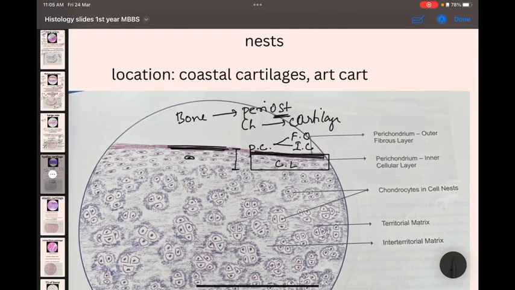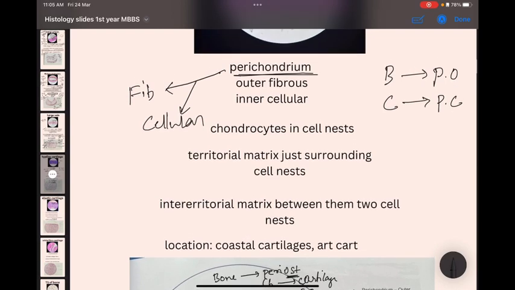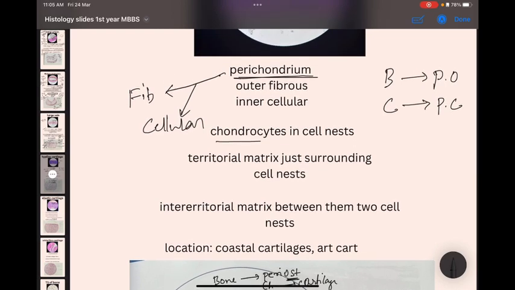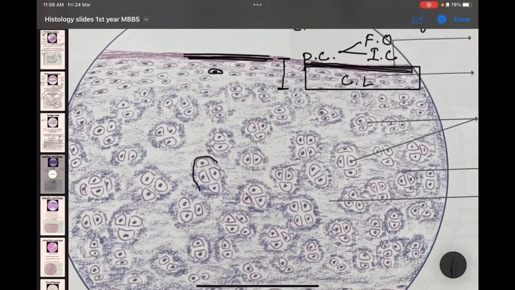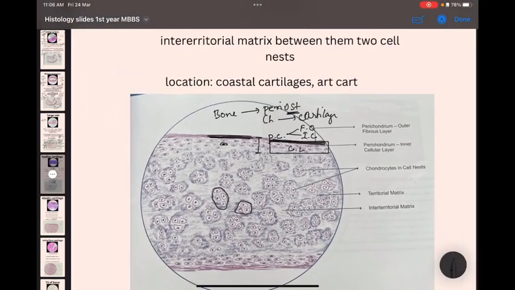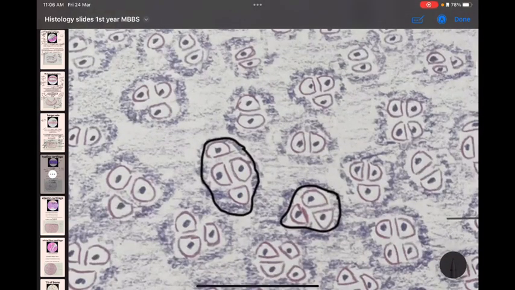Done. And then what did I tell you? Chondrocytes are present in cell nests. See, these are nothing but in the clumps, right? Clumps are also called as cell nests. You don't have to tell clumps, okay? You have to tell the scientific term cell nest. Chondrocytes. So these are chondrocytes, present in cell nests. I mean in an aggregate manner.